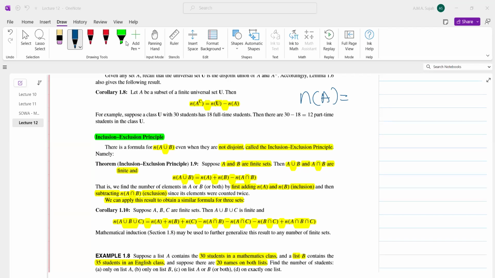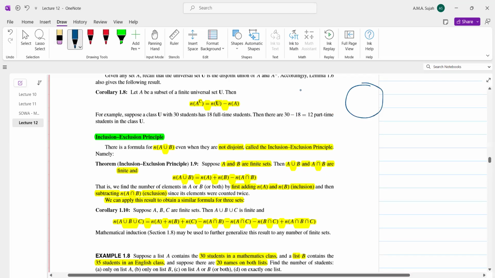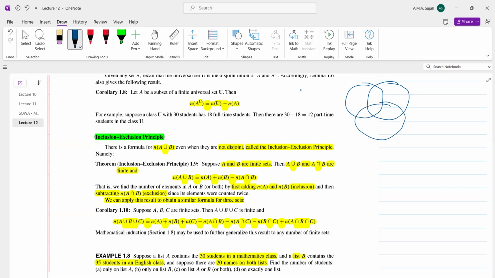Yeah, they are asking why we are adding number of A plus number of B in the three sets, right? So I will explain before this one. Just imagine you have three sets A, B, C, right?